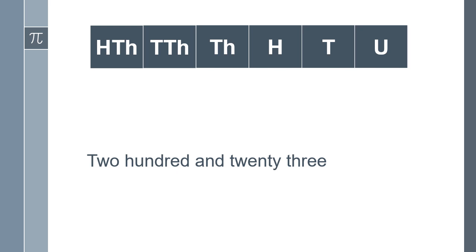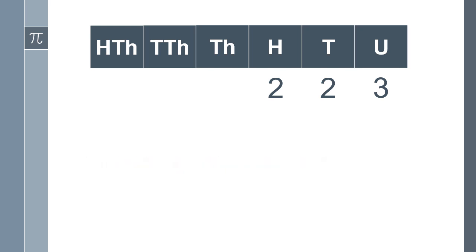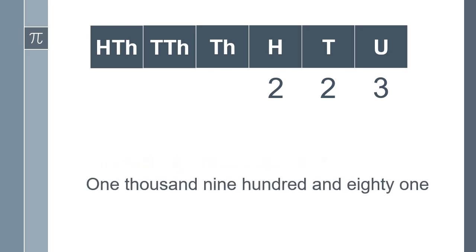223. So we put 2 in the hundreds column, we put 2 in the tens column, and 3 in the units column. Nice and straightforward. 1,981. So 1 in the thousands column, 9 in the hundreds column, 8 in the tens column, and then 1 in the units column.